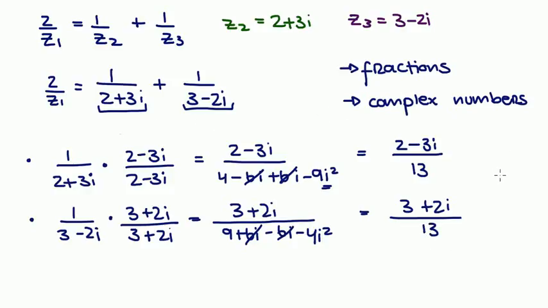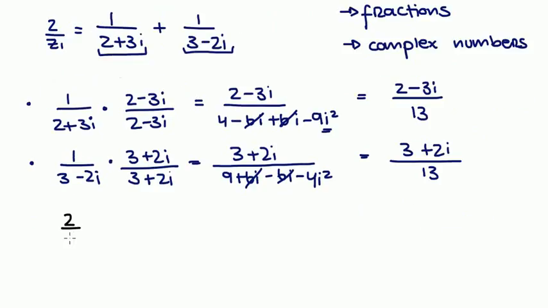So one of the rules when dealing with fractions is that I can't add or subtract them unless they have the same common denominator. So by taking out the complex numbers and dividing 2 plus 3i into 1, therefore multiplying above and below by the conjugate, I've simplified to get 2 minus 3i over 13, and the same with 1 over 3 minus 2i. I simplified to get 3 plus 2i over 13. So now I'm going to substitute these two back in here. So we have 2 over Z1 is equal to 2 minus 3i over 13 plus 3 plus 2i over 13.